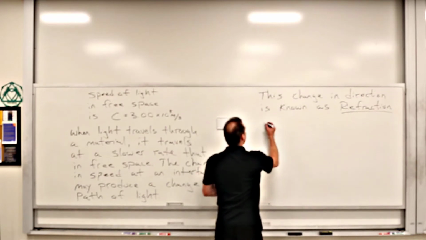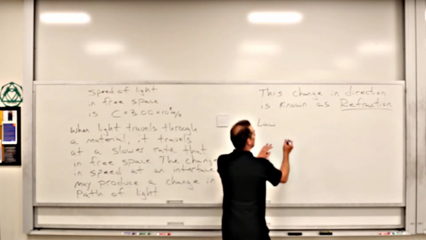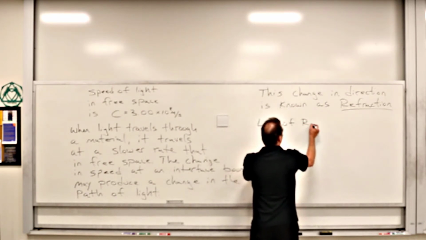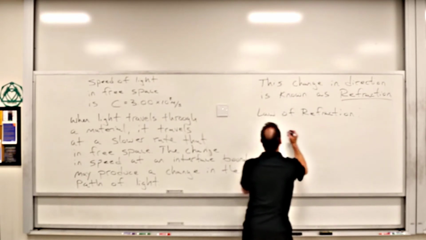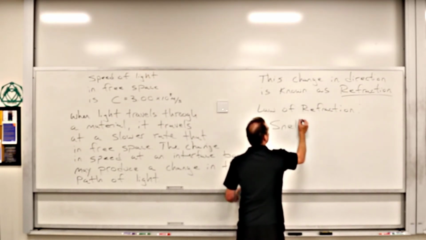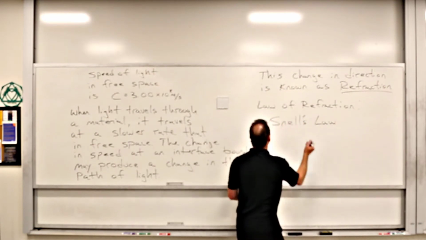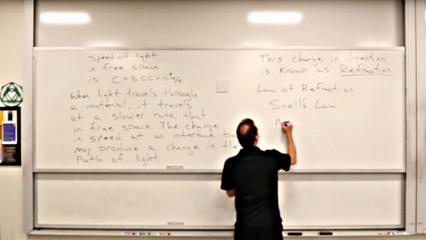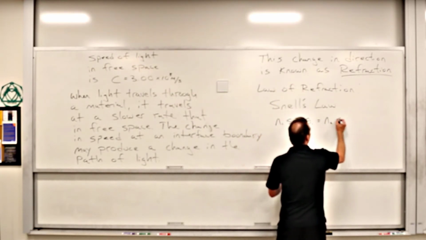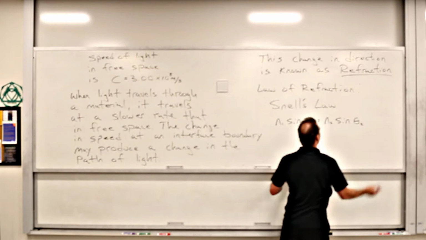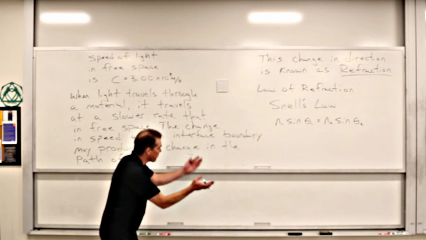So, we've got a law of refraction, which is known as Snell's law, named after Mr. Snell himself, which says that n1 times the sine of theta 1 is equal to n2 times the sine of theta 2. Well, we got to know what these n's are and how to interpret this expression here.